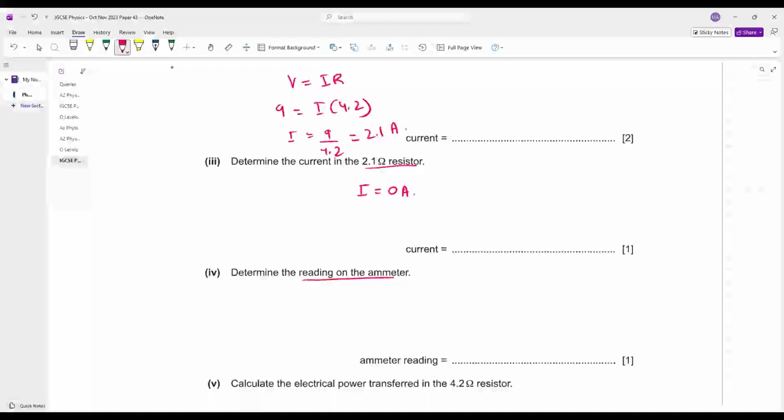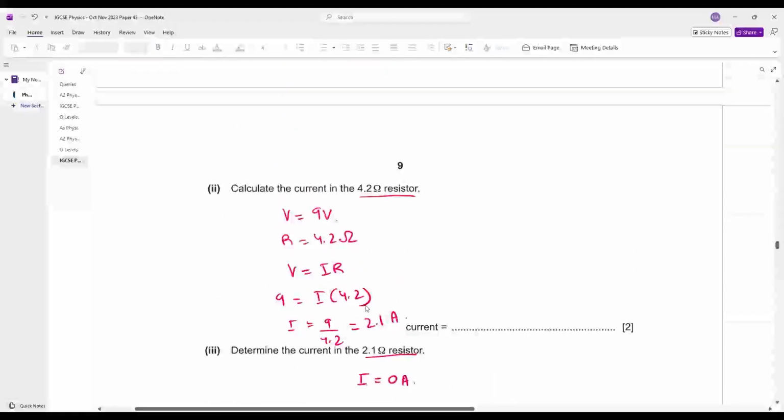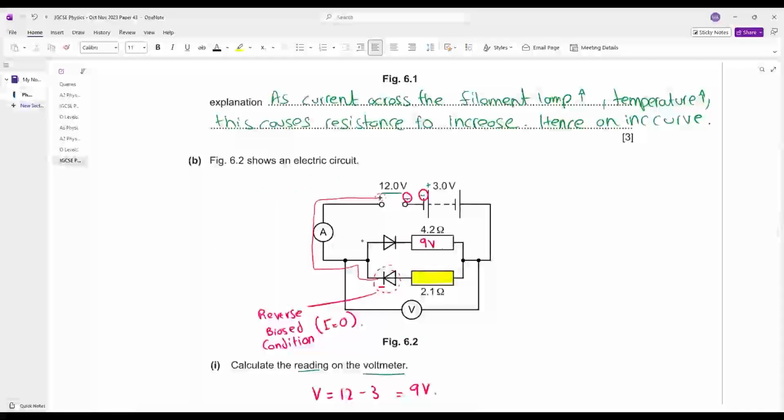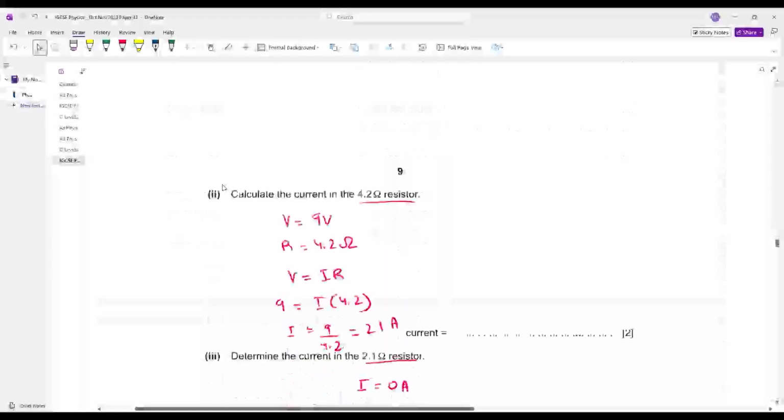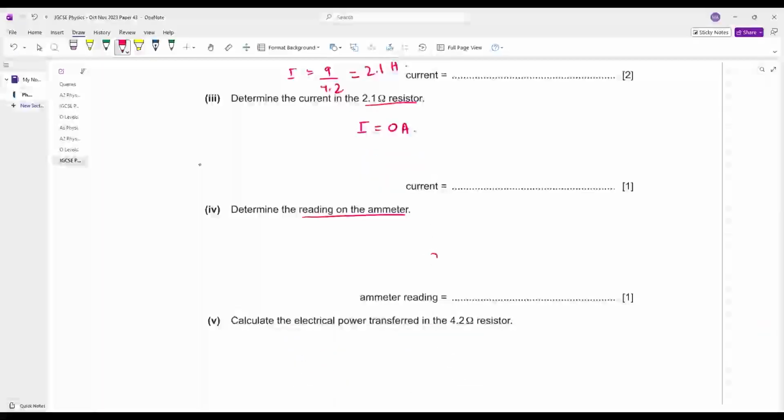Now you have to determine the reading on the ammeter. How will you do that? Here the current was 2.1 ampere. Here your current was 0 ampere. Can you add both of them up? Can you calculate the reading on the ammeter? Yes, 2.1 plus 0 comes out to be 2.1 ampere. So you can write it here. The reading on the ammeter is 2.1 ampere.